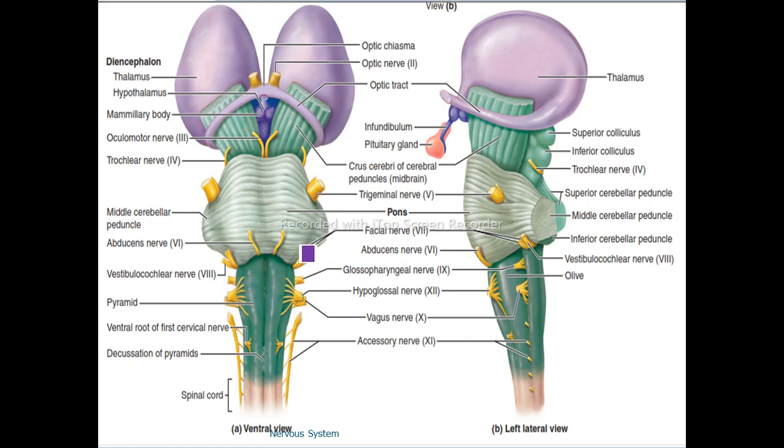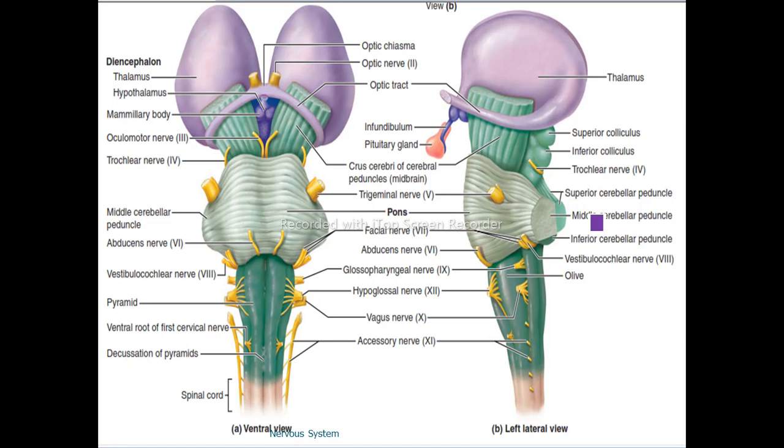The abducent is this one, and this is the pons. This is the trigeminal nerve, cranial nerve 5, the largest of the cranial nerves. This one is the midbrain, as we have seen. This is the superior, middle and inferior cerebellar peduncle, which are connected to the cerebellum.